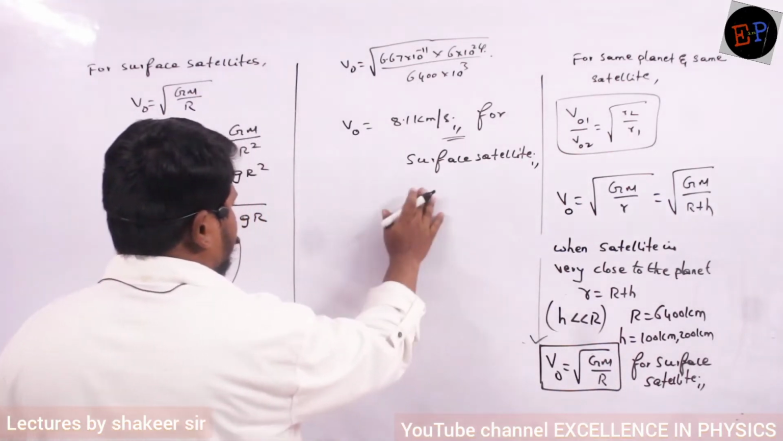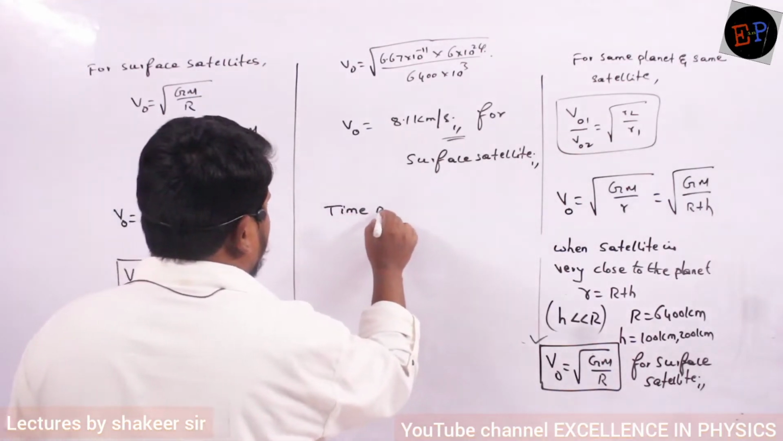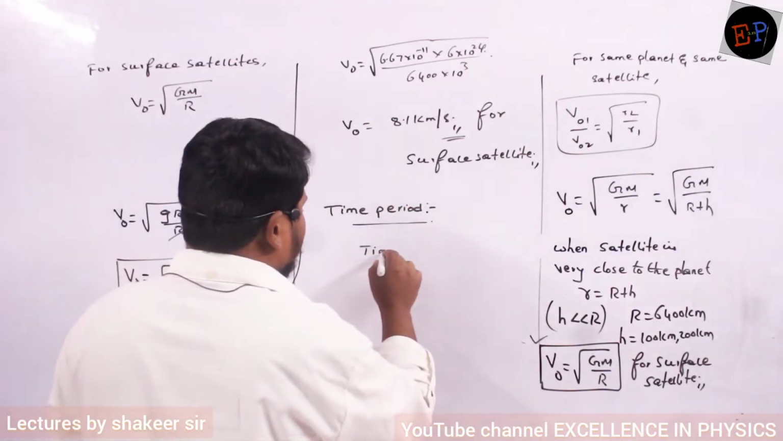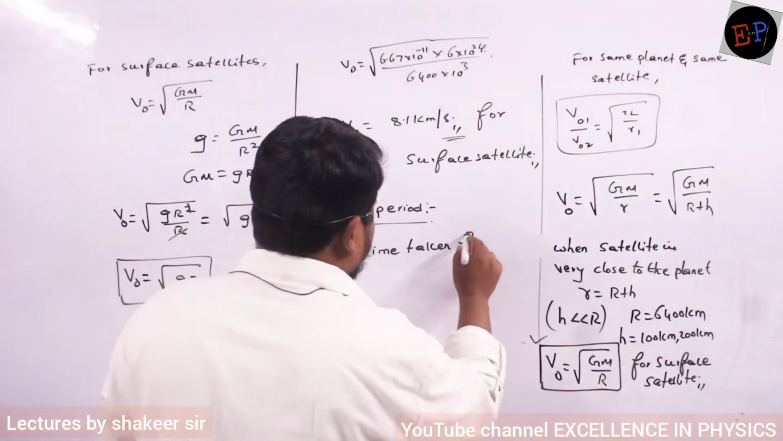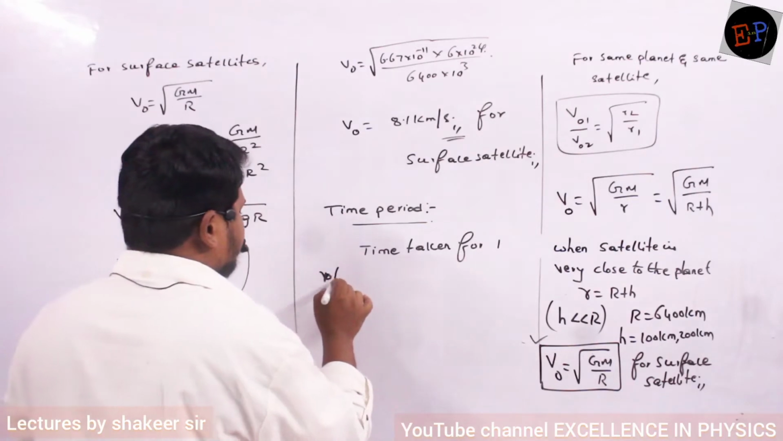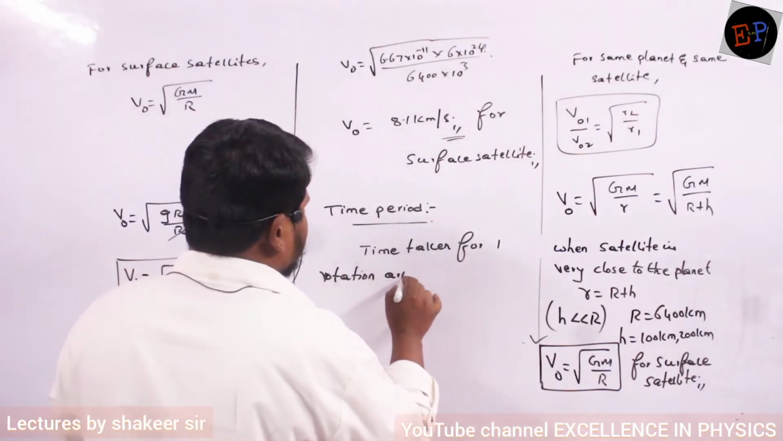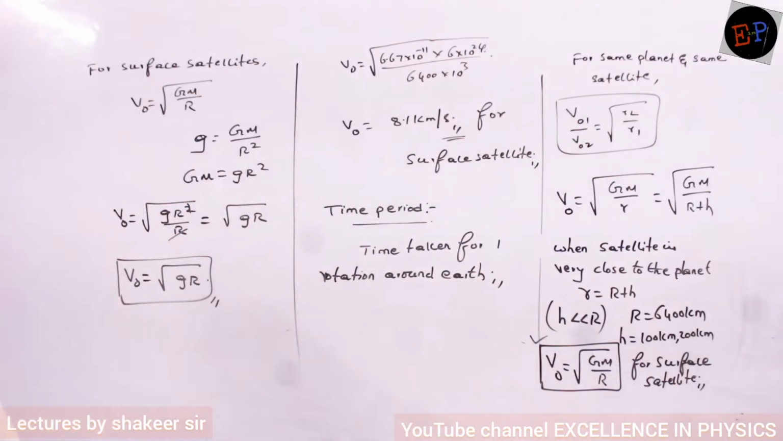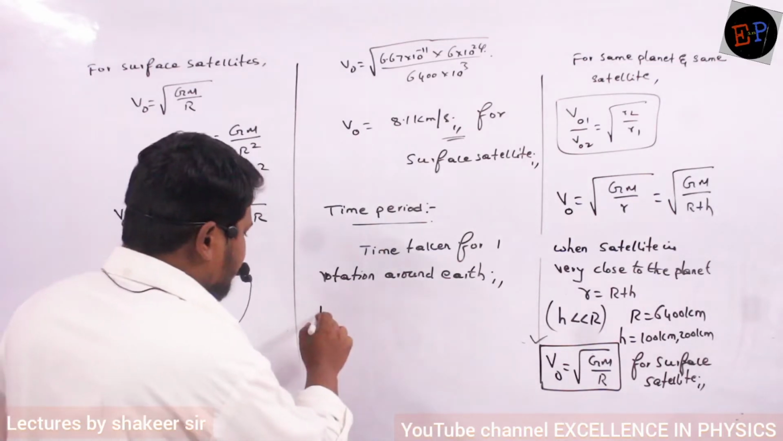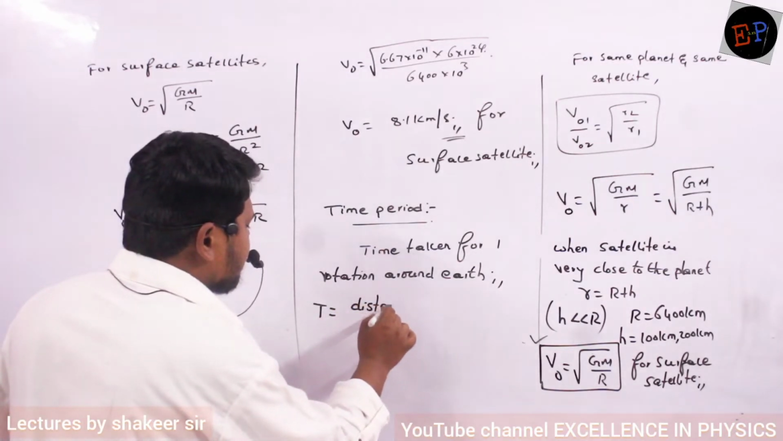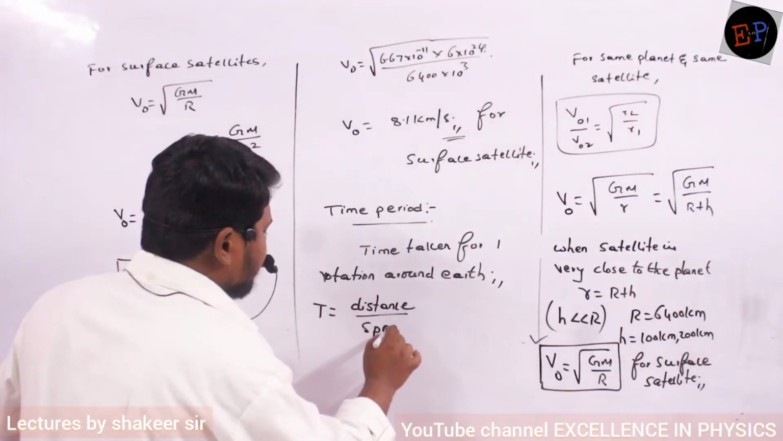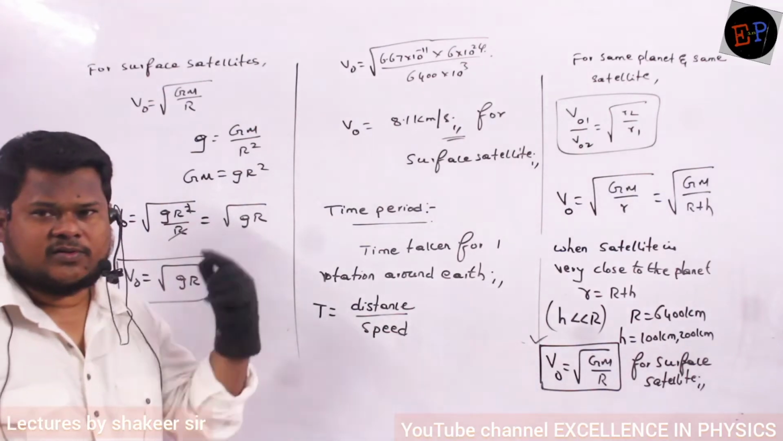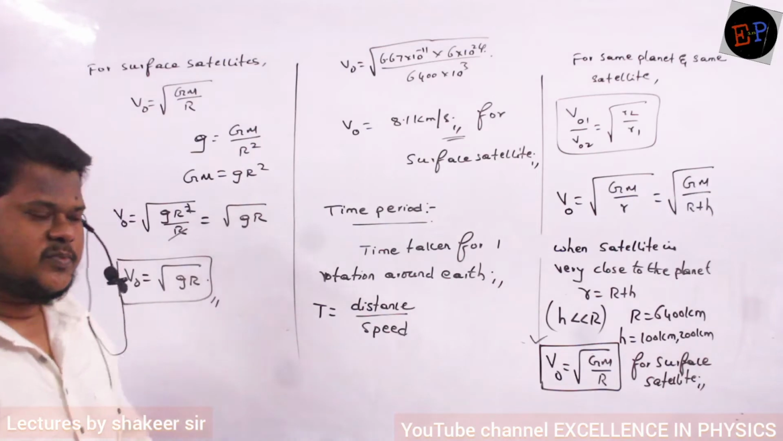Then we study time period. What is meant by time period? Time period means the time taken for one rotation around Earth or any planet. That is called time period. How can I calculate time period? Time is nothing but distance divided by speed. Total distance of the circular path, or total circumference of the circular path, divided by speed of the satellite.